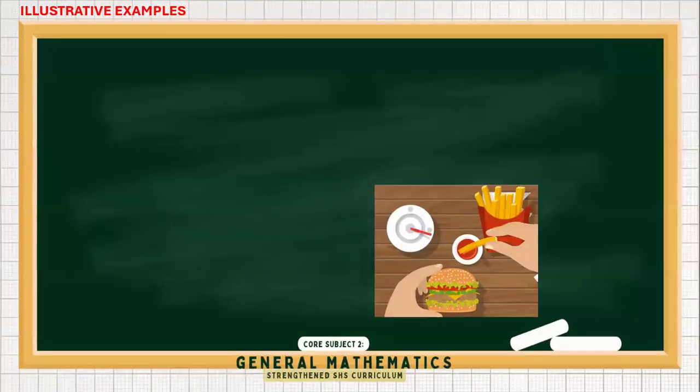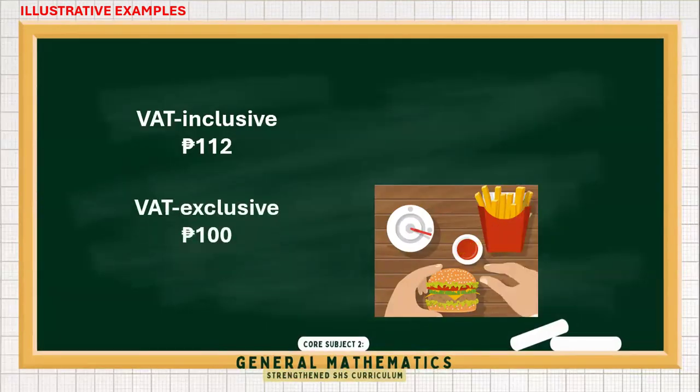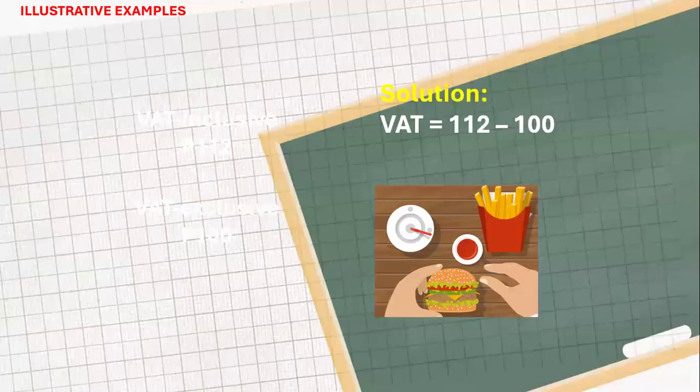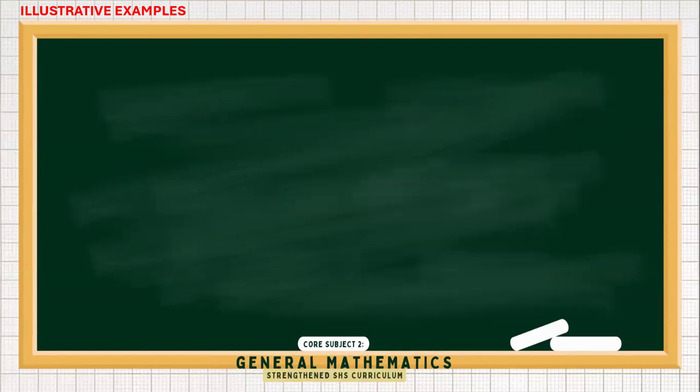For popular fast food meals, for a burger, fries, and a drink, this is the usual price. For example, the VAT inclusive price is 112 pesos and the VAT exclusive price is 100 pesos. So how do we get the VAT amount? Again, we simply subtract and the VAT amount will be 12 pesos. That's just how easy it is.